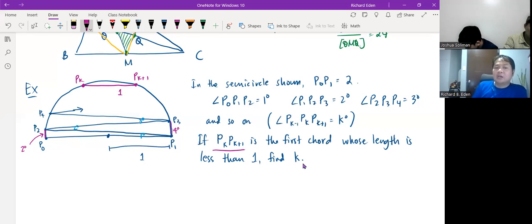Actually, not exactly 1, but less than 1. But okay, suppose it's 1. What's the implication on the length of this arc? What do you think?